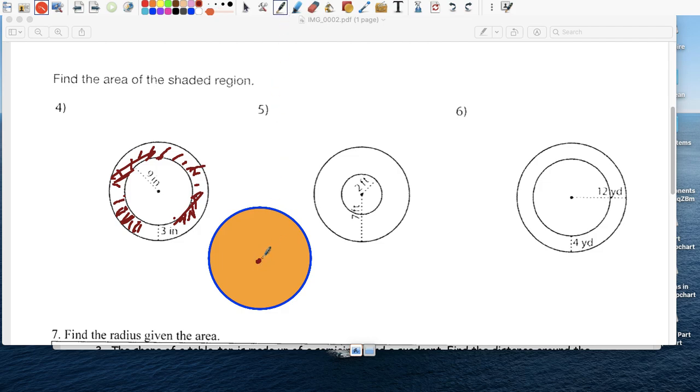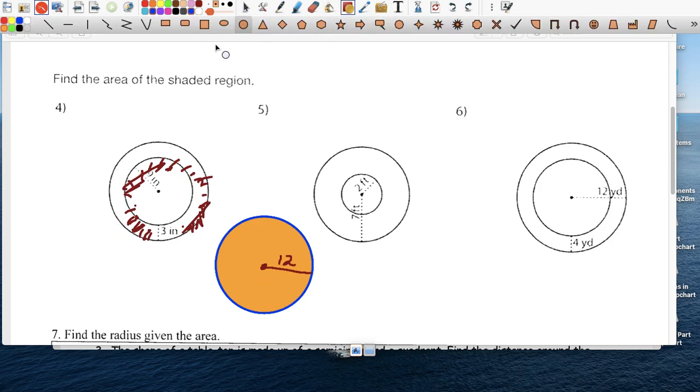Now, let's look at the radius of this entire circle. The radius of the entire circle is the 9 plus the 3. So the radius here is 12. And then we have a circle inside of a circle. Let me get the other circle. Draw a smaller circle, and we have this circle that it's in.